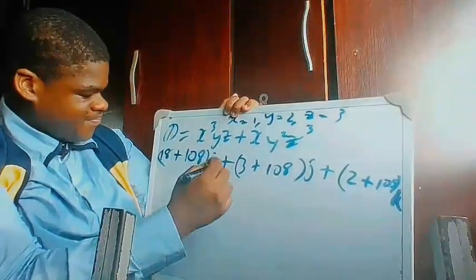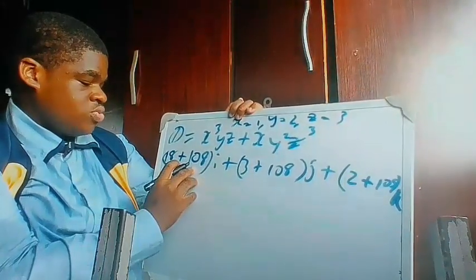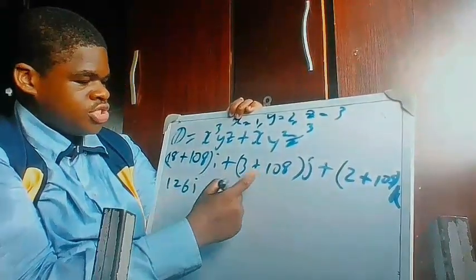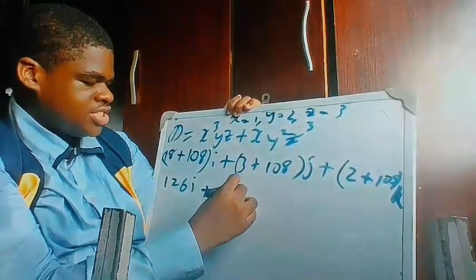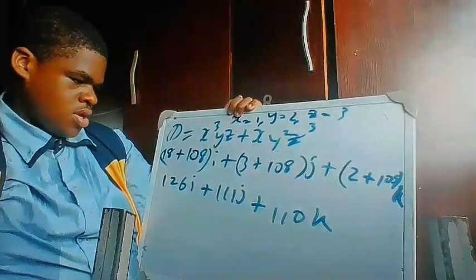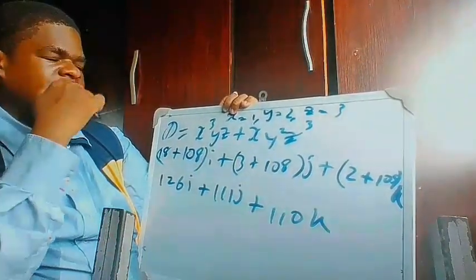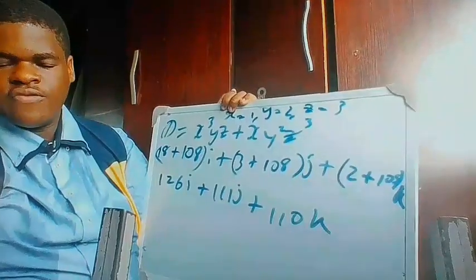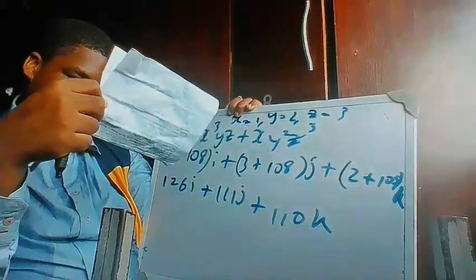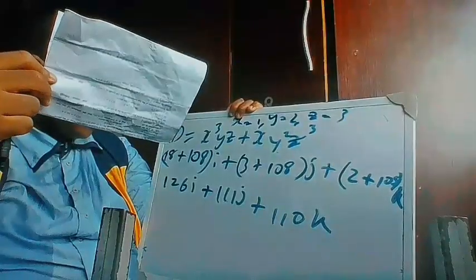Okay. 18 plus 108 will be 126 i plus 3 plus this, that is 111 j plus 110 k. Was there no minus? I can remember having a minus. But anyway, this is what I'm solving now. So when you're solving your own, please cross check. Make sure, okay, there's supposed to actually be a minus.